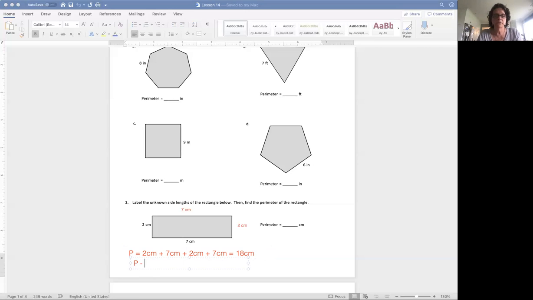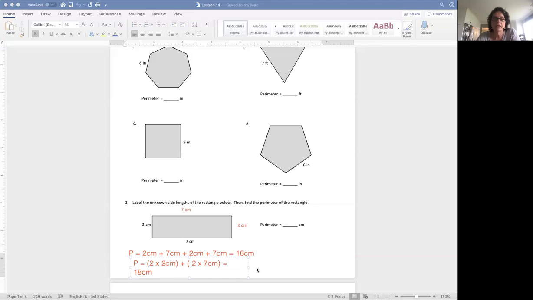We could write P equals 2, in parentheses, actually, let's use some parentheses here. P equals, parentheses, 2 times 2 centimeters in one set of parentheses. And then we would add to that the other 2 sides, so it'd be another 2 sides times 7 centimeters. That would be in our second set of parentheses. And we could figure out what that equals. So 2 times 2 is 4, and 2 times 7 is 14. So 4 plus 14 also gives us 18 centimeters.